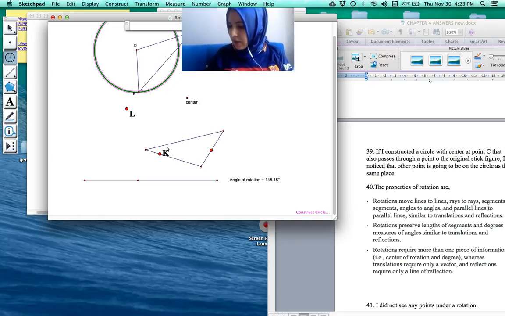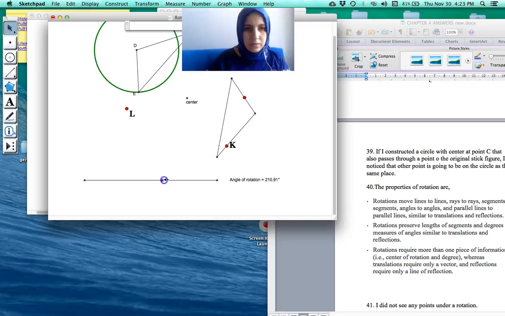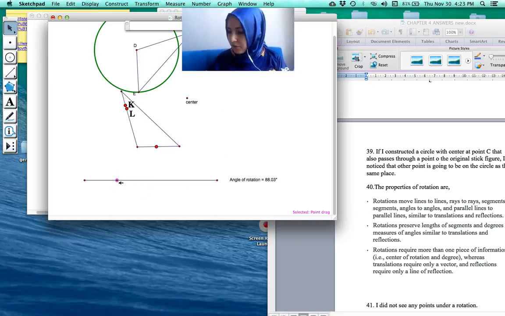Question 56. Adjust the angle of rotation. What do you notice? I noticed that when I change the angle of rotation, the image's place is rotating according to the pre-image. And question 57. Track one of the pre-image points. What do you notice? I dragged many points on the pre-image. There is nothing different on the image.